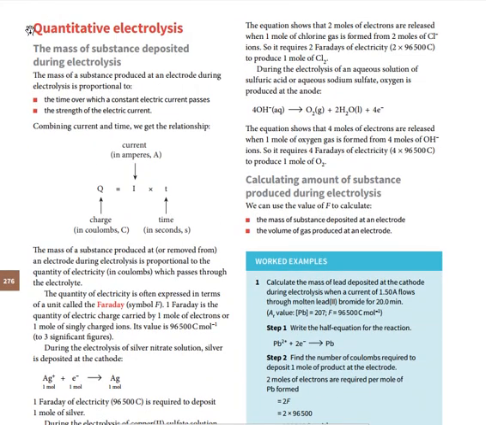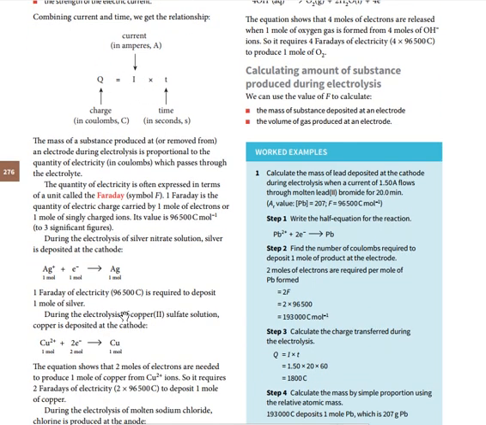So now let's see quantitative electrolysis. Quantitative electrolysis is just an explanation of how to calculate in electrolysis. For example, you know that charge is given as the current times the time. So this is the charge. When you have this, you can now calculate.